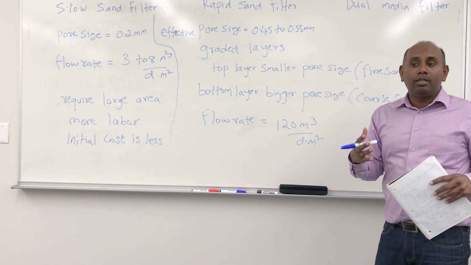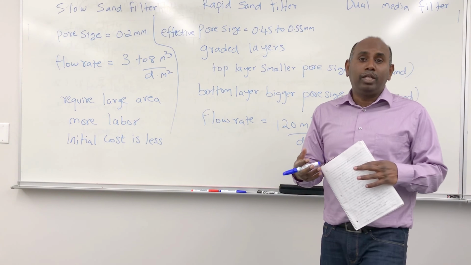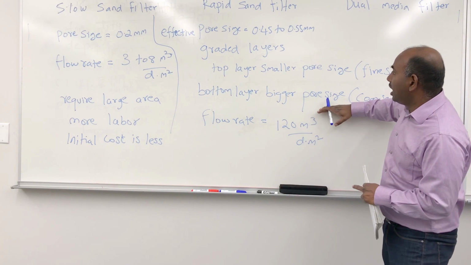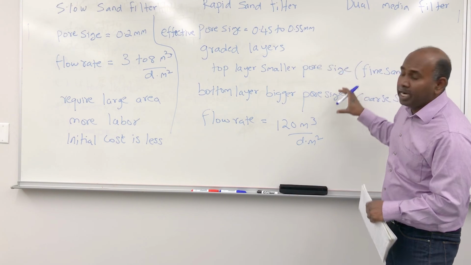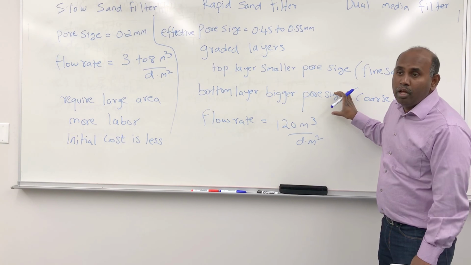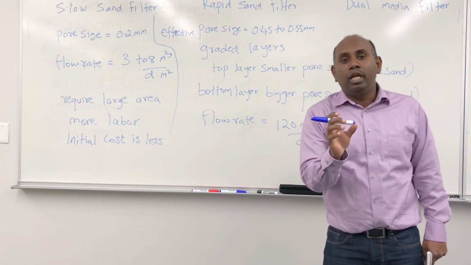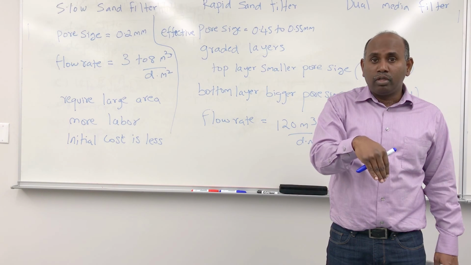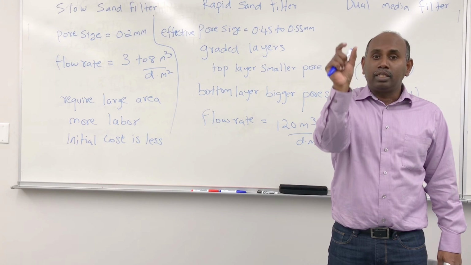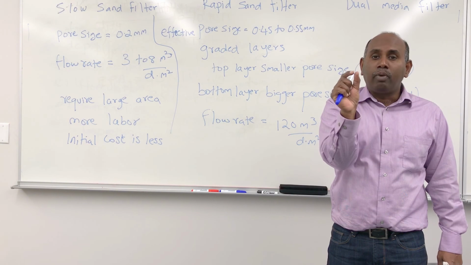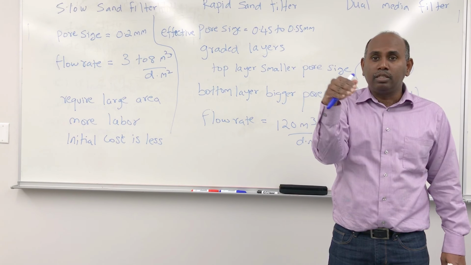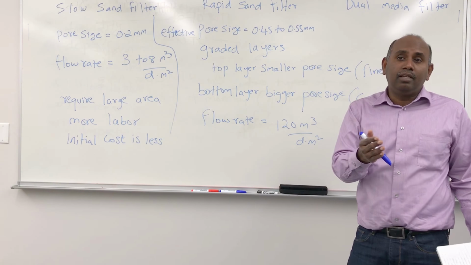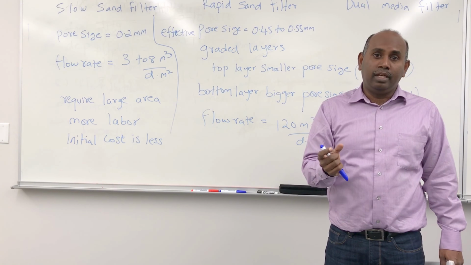Now, how do we fix that one? One way is if we can reverse it, meaning if we can have a coarse layer at the top and a fine layer at the bottom. If we have that, the coarse layer will have bigger pore spaces, so water can flow through it faster and only bigger particles get trapped at the top. Smaller particles can pass through along with water, and when they reach the bottom layer, if you have fine sand, they can be removed in the fine sand layer.